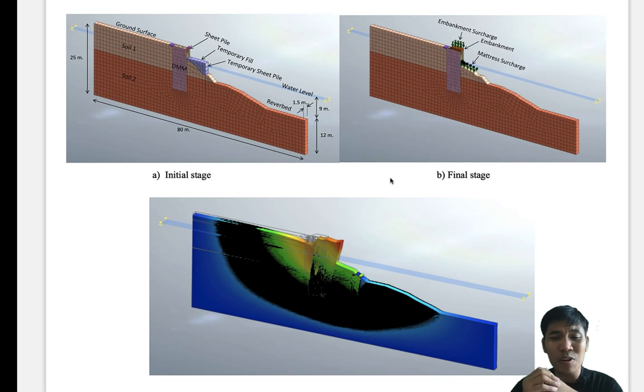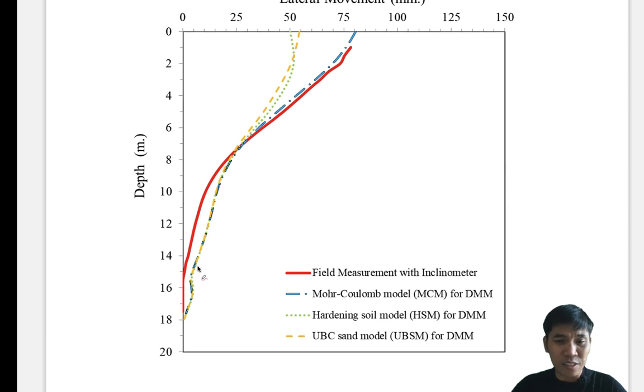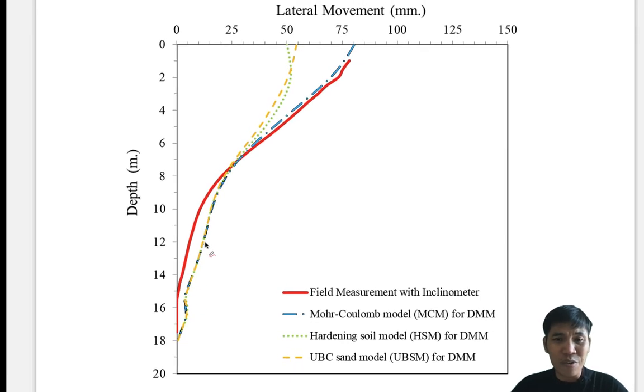So I try to simulate the behavior of this wall using Midas in 3D, in one strip. Firstly, I used Midas, and I am quite impressed because it is a really fast model. Even when you run in 3D, it takes a really short time to converge. The result is something like this. The red one is the field measurement. The best of the soil simulations is Mohr-Coulomb, which is quite good. Compared to it, the hardening soil model and UBC soil model give predictions lower than the actual one.